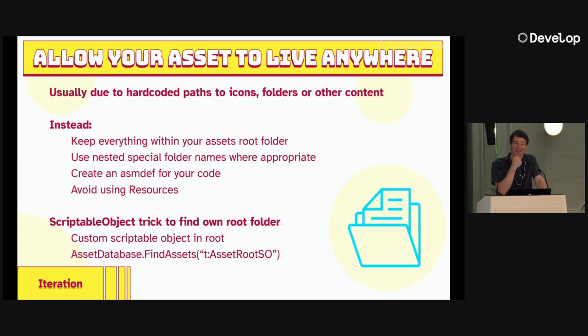One of my pet peeves, assets that are unhappy when you move them from their default location. I'm sure we've all had this at some point. This can happen for a number of reasons. It tends to be when there are hard-coded paths to resources, icons, prefabs, and so on. In general, try and keep everything in your one root folder, which sounds obvious, but lots of assets don't do that. But do remember that for the special folders, like editor, plugins, resources, you can have versions of those inside your own root folder. You don't have to dump into the global ones and pollute those.